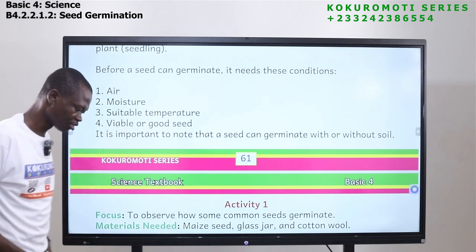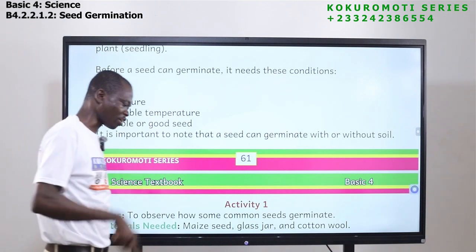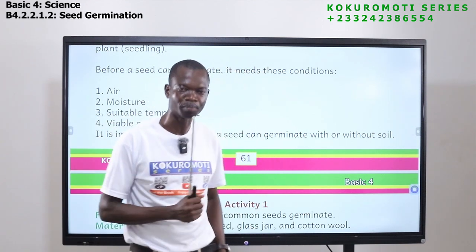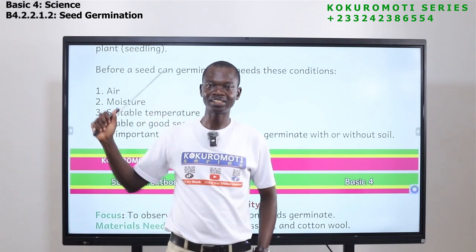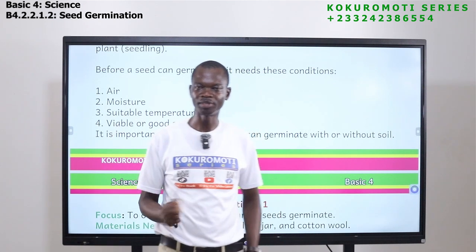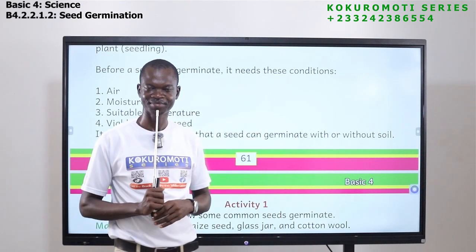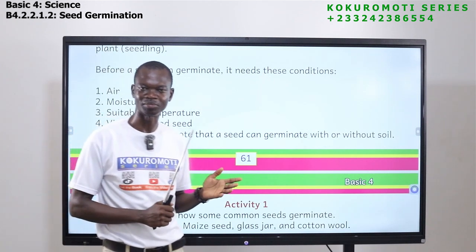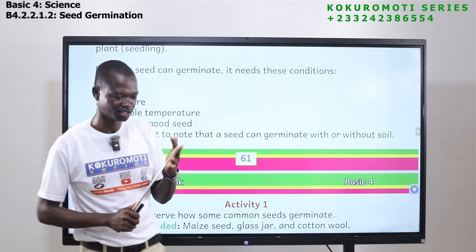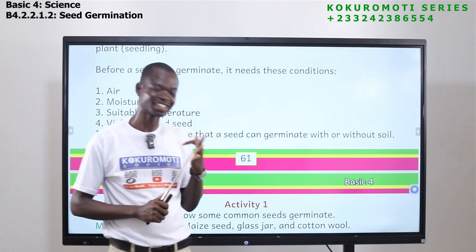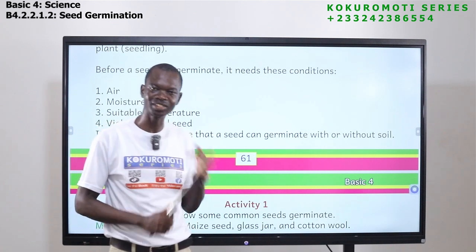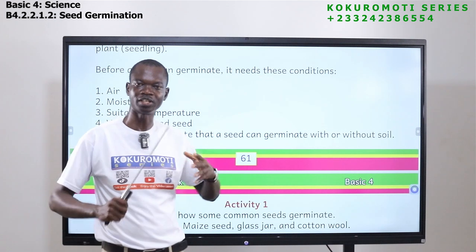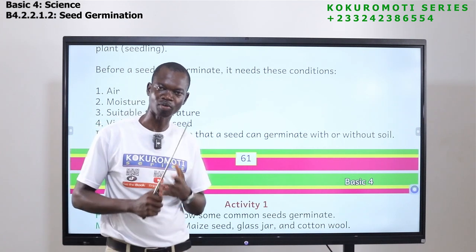Please listen. Don't think that once you have put a thing in the soil, it has to develop a new young plant. No. If these things are not there, germination will not take place. I hope you understand it. So what are the conditions that are necessary for germination? One, air. Moisture or water. The seed itself should be a good or viable seed. And then the temperature of the soil should be a suitable one.